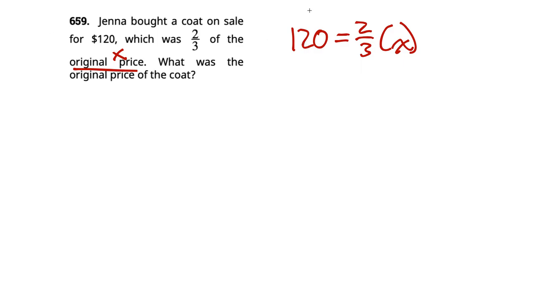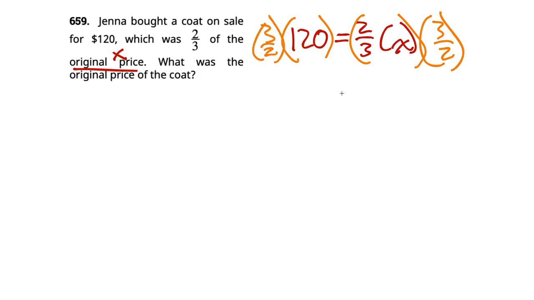Solving that, I'll do it the official way. See this 2/3, let's flip it. That means we're going to multiply by 3/2 on both sides. This cancels this, and we're left with X on the right-hand side. You can think of 3/2 times 120 as 3/2 times 120 over 1. When you multiply fractions, you can just go straight across.